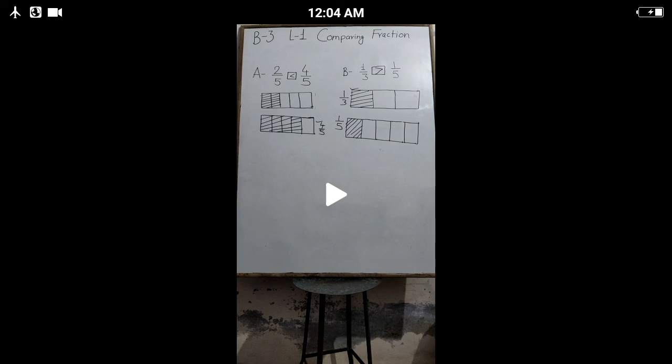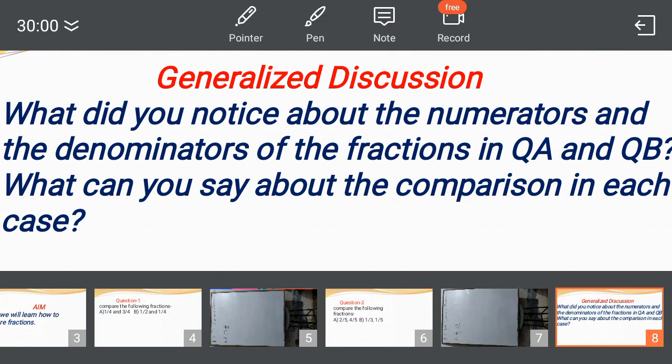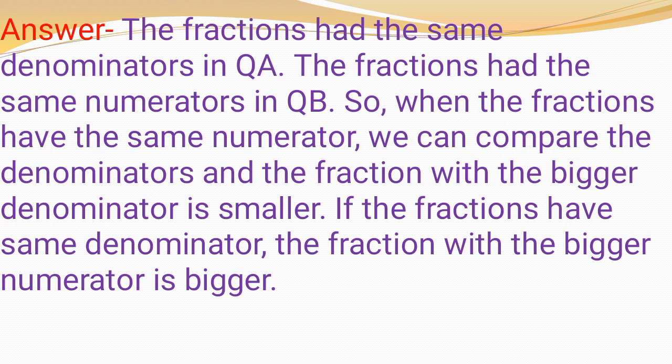So students, I hope you have checked your answer. Children, this is the question: What did you notice about the numerators and the denominators of the fractions in question A and question B? What can you say about the comparisons in each case? Students, I have discussed its answer in the previous video. The answer is: the fractions had the same denominators in question A. The fractions had the same numerators in question B.